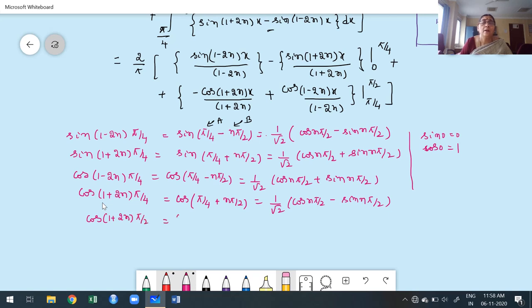What we get? Cos of pi by 2, 2 cancels, n pi. What is the value of cos of pi by 2 plus theta? Now observe carefully here. Here we have cos of (1 plus 2n) into pi by 2. Once you multiply that pi by 2, what we get? Pi by 2, 2 cancels, n pi. What is cos of pi plus theta? It's minus cos theta. Sorry, cos to sine. Sorry, one minute, I made a mistake here. Just a minute.